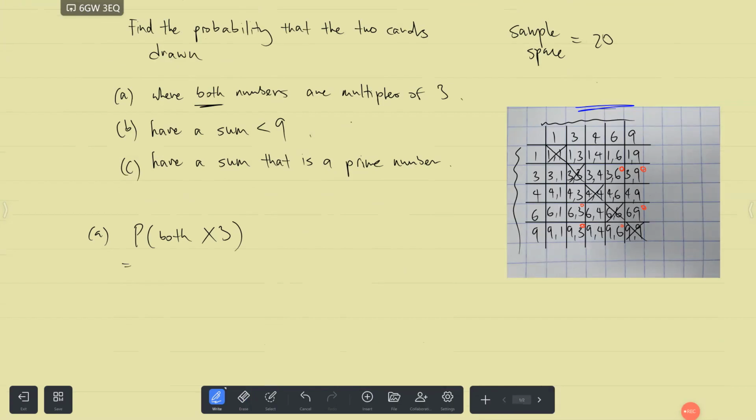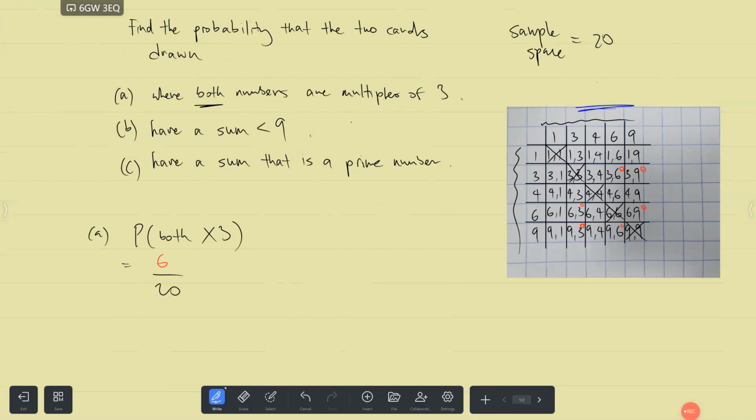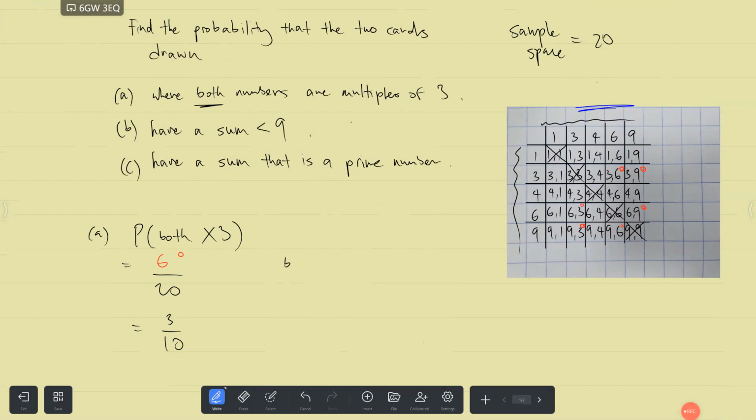So realize that there are 6 out of 20. Excuse me, the new sample space being 20. So 6 out of 20, and you have to simplify to 3 out of 10. Keep in mind, this is our red circle. Next question again. Have a sum that's less than 9. So this is very straightforward. Sum is less than 9.